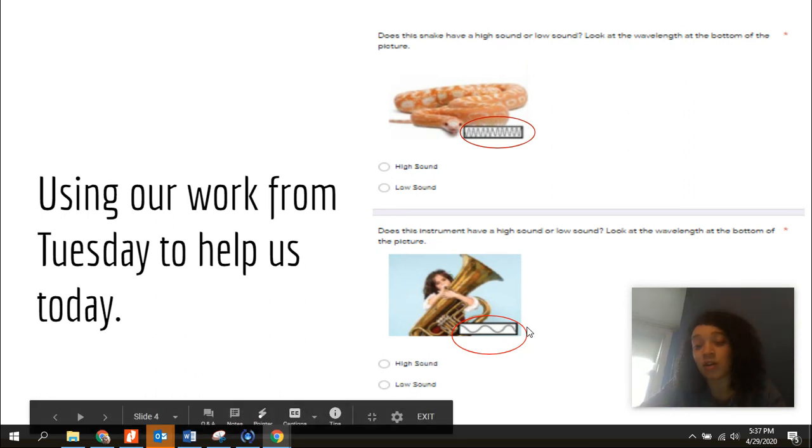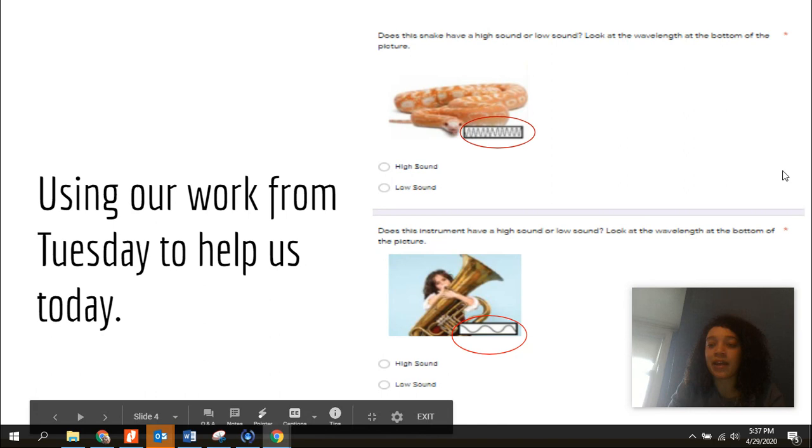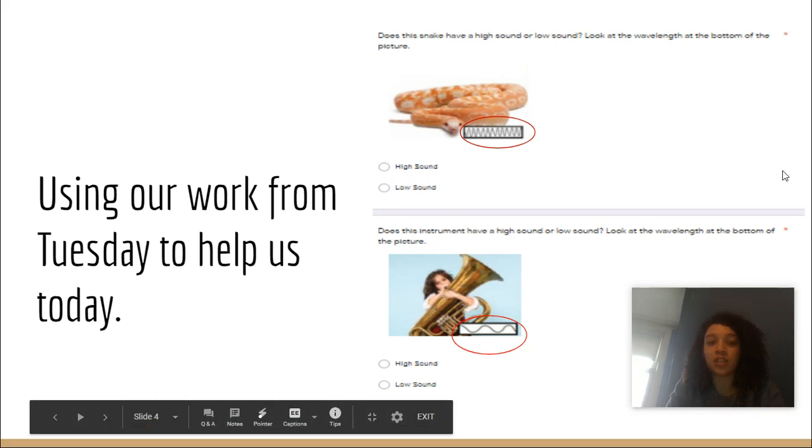So that information that we did on Tuesday is going to help us with the information that we're trying to learn today. So keep that in the back of your mind of how you were able to distinguish between a high sound or a low sound. And if you were having trouble with that, I gave feedback on how you can distinguish that. So let's keep that in our brain as we go on to today's.